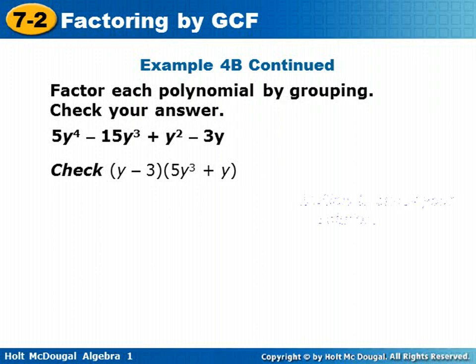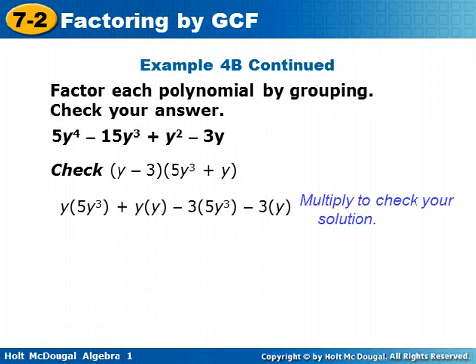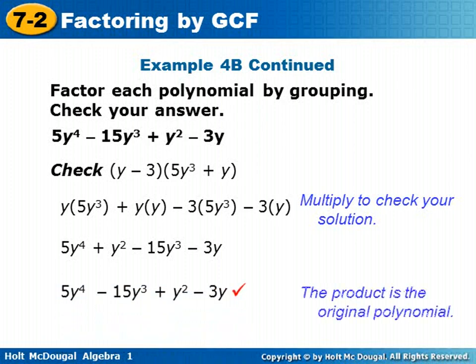To check your answer, you multiply the two binomials back together. So you get y times 5y to the third plus y times y minus 3 times 5y to the third minus 3 times y. That gives you 5y to the fourth plus y squared minus 15y to the third minus 3y. The product is the original polynomial, so we know we've factored correctly.